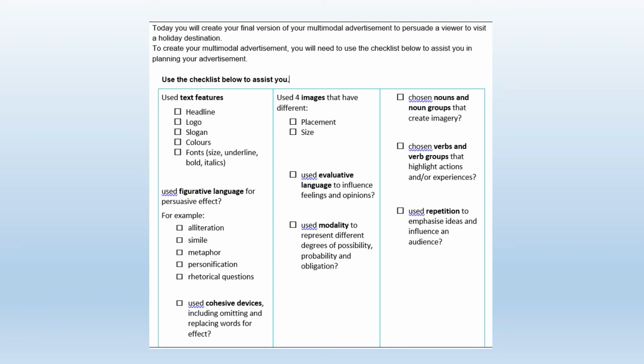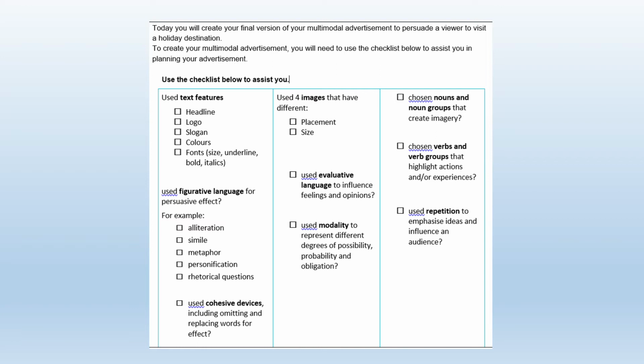Used modality. So when we are using modality, we think about high or low modality. Which one would we use to convince somebody to do something? So we want to convince them to come to our holiday destination. So we're most likely going to use high modality. Words like must are definitely going to be something we might want to use. We can tick that off when we're done.